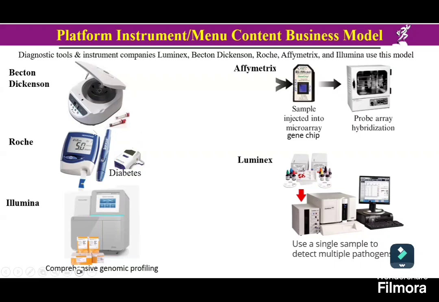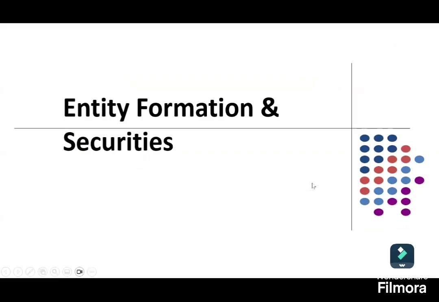So usually with this type of model, you don't make money over selling your units, this machine, but you make money off selling these tubes or the chips that fit into the machines. So this is called the platform instrument model, and there are many more of them. And unfortunately, due to time constraints, I cannot go over all of them.